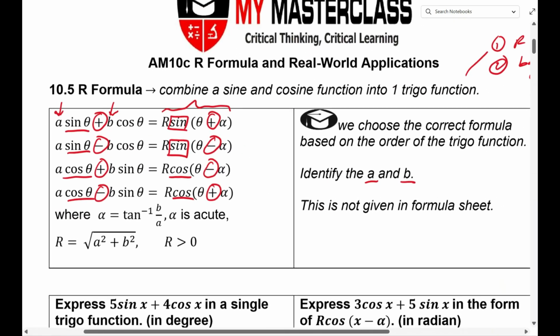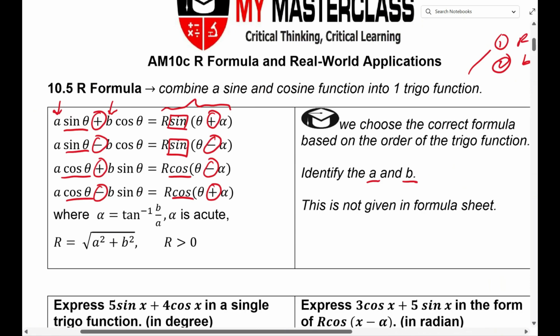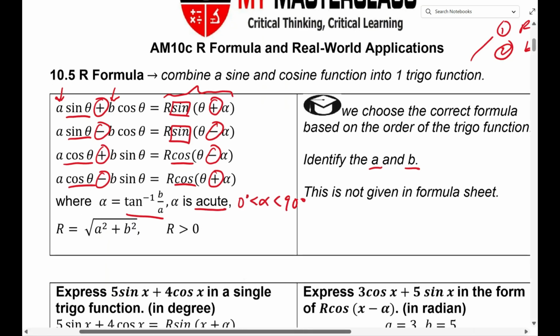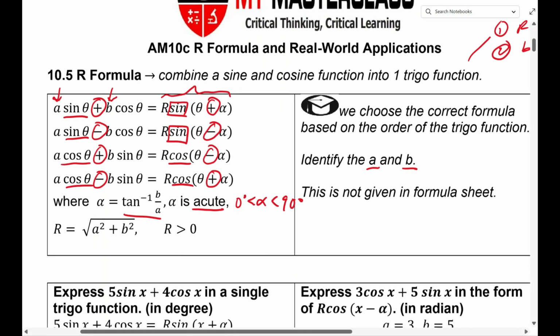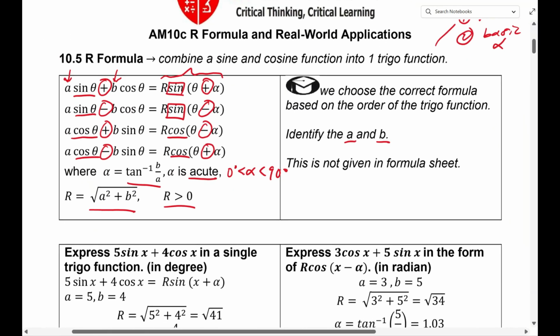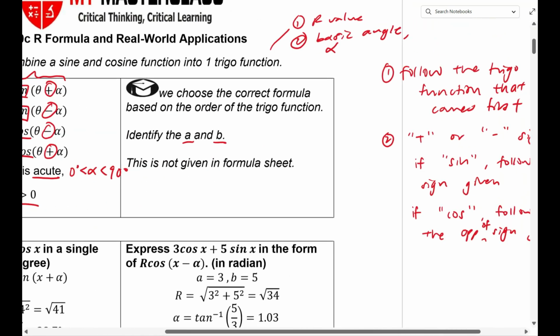Now to get our basic angle, we will use tangent inverse B over A, which is just the second number over the first number. And note that our basic angle is always acute, which means it is between 0 degrees and 90 degrees. Now for our R value, we'll just follow this formula, square root of A squared plus B squared. And therefore R will always be more than 0. Note that these are not given in the formula sheet. That's why we have to know how to derive the formula ourselves using these rules here.